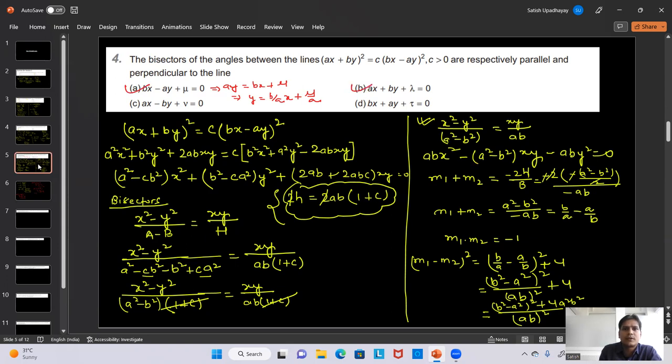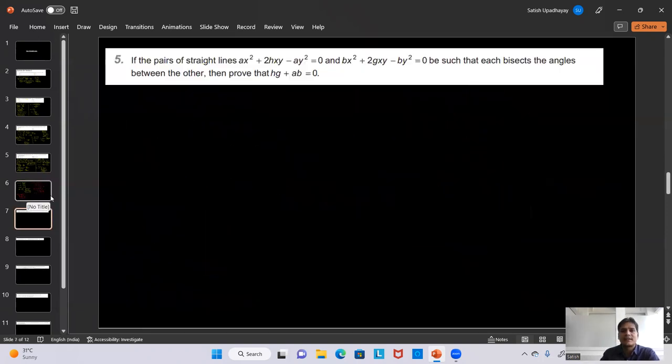Option A and B both will be correct. I'm erasing this because we have done it on the slide itself. So yes, let's find the other question. This one was question number four, so let's take question number five.